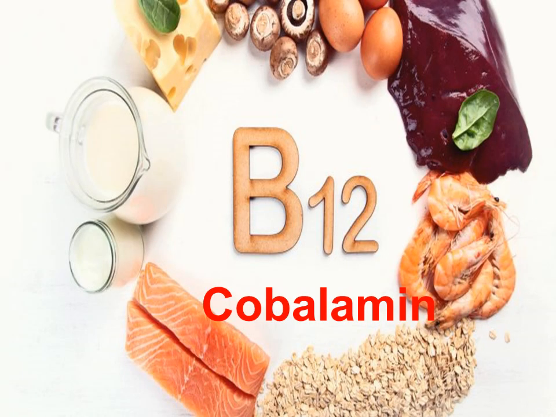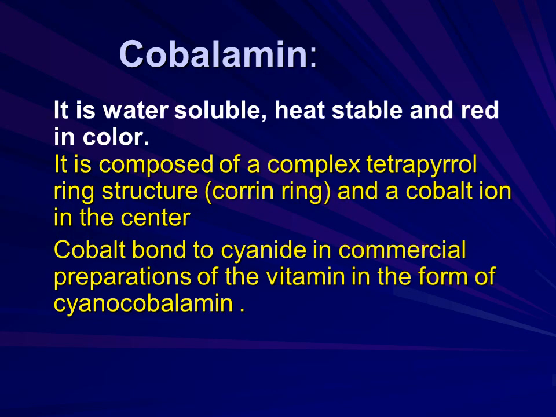First of all, we will start with vitamin B12, also called cobalamin. Cobalamin is water-soluble, heat-stable, and red in color. It is composed of a complex tetrapyrrol ring structure, which is called corrin ring, and a cobalt ion in the center. Cobalt is bound to cyanide in the commercial preparation of the vitamin in the form of cyanocobalamin.